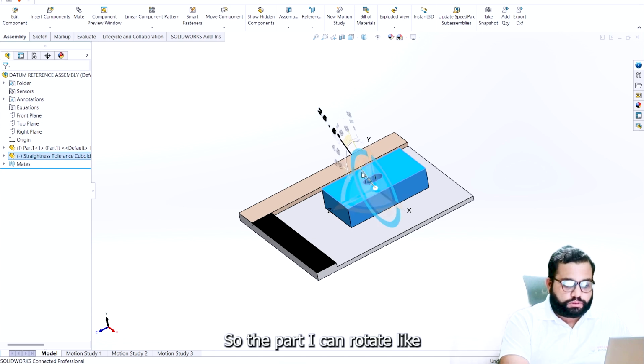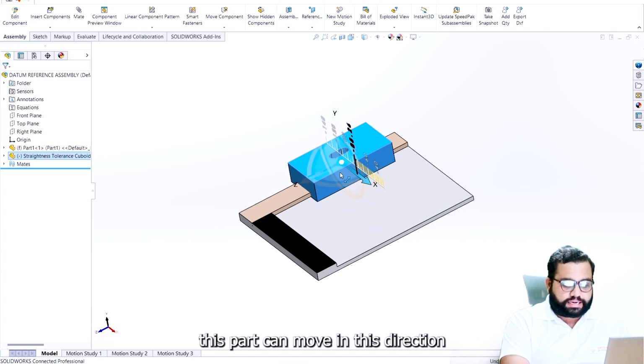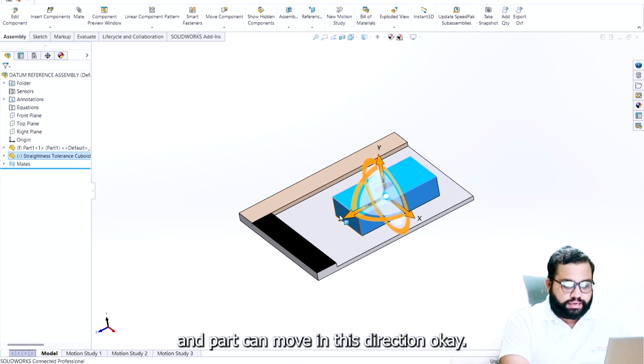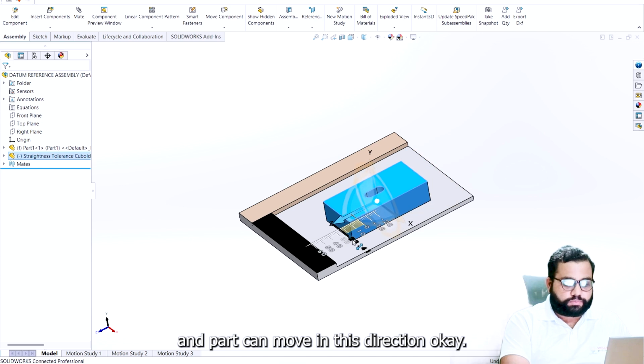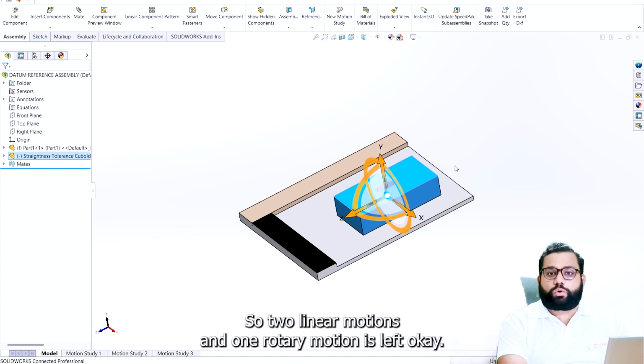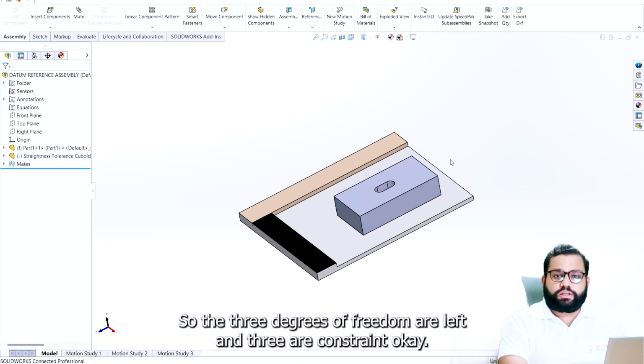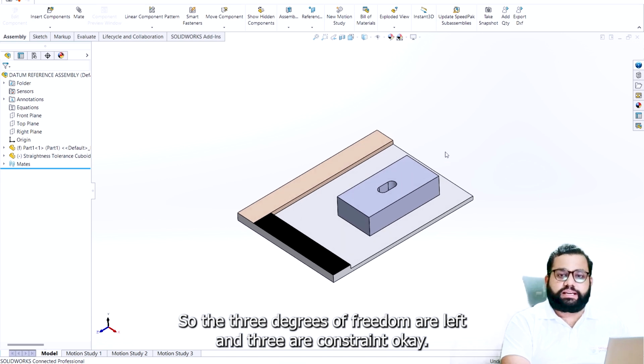Okay. So the part can rotate like this. The part can move in this direction, and the part can move in this direction. So 2 linear motions and 1 rotary motion are left. So 3 degrees of freedom are left and 3 are constrained.